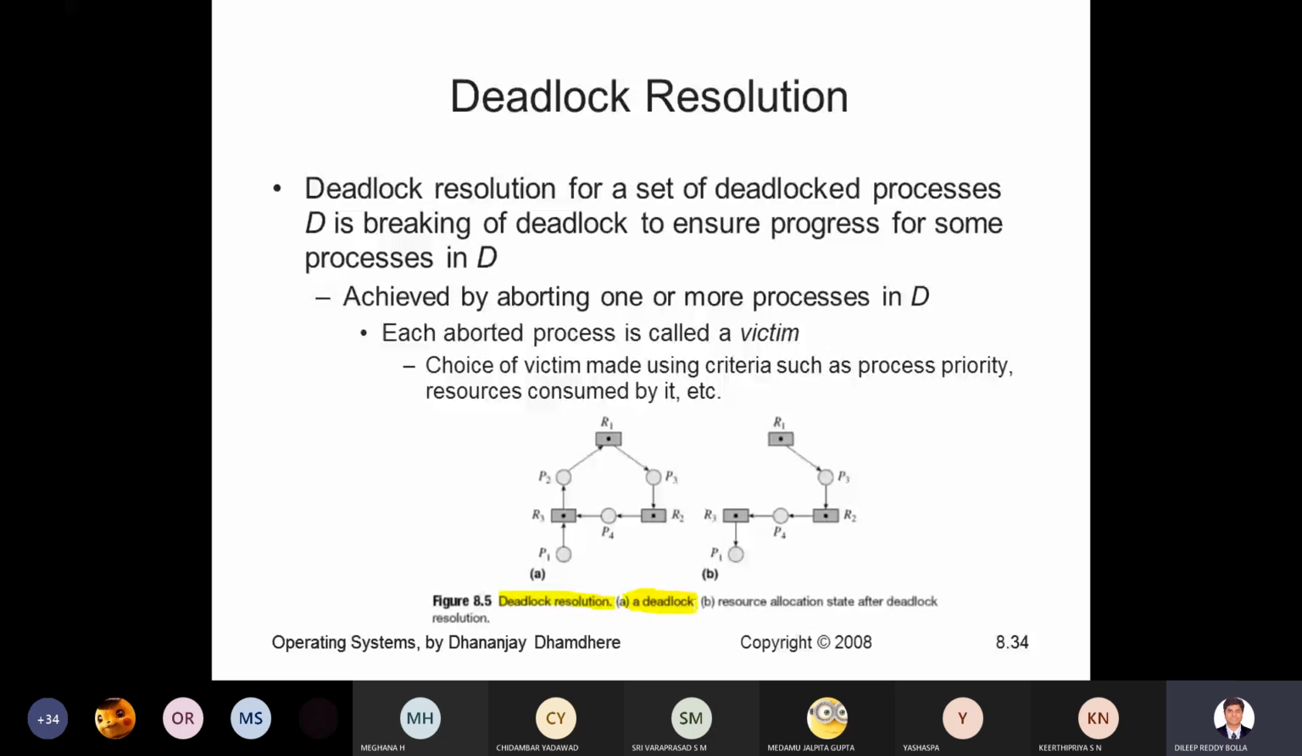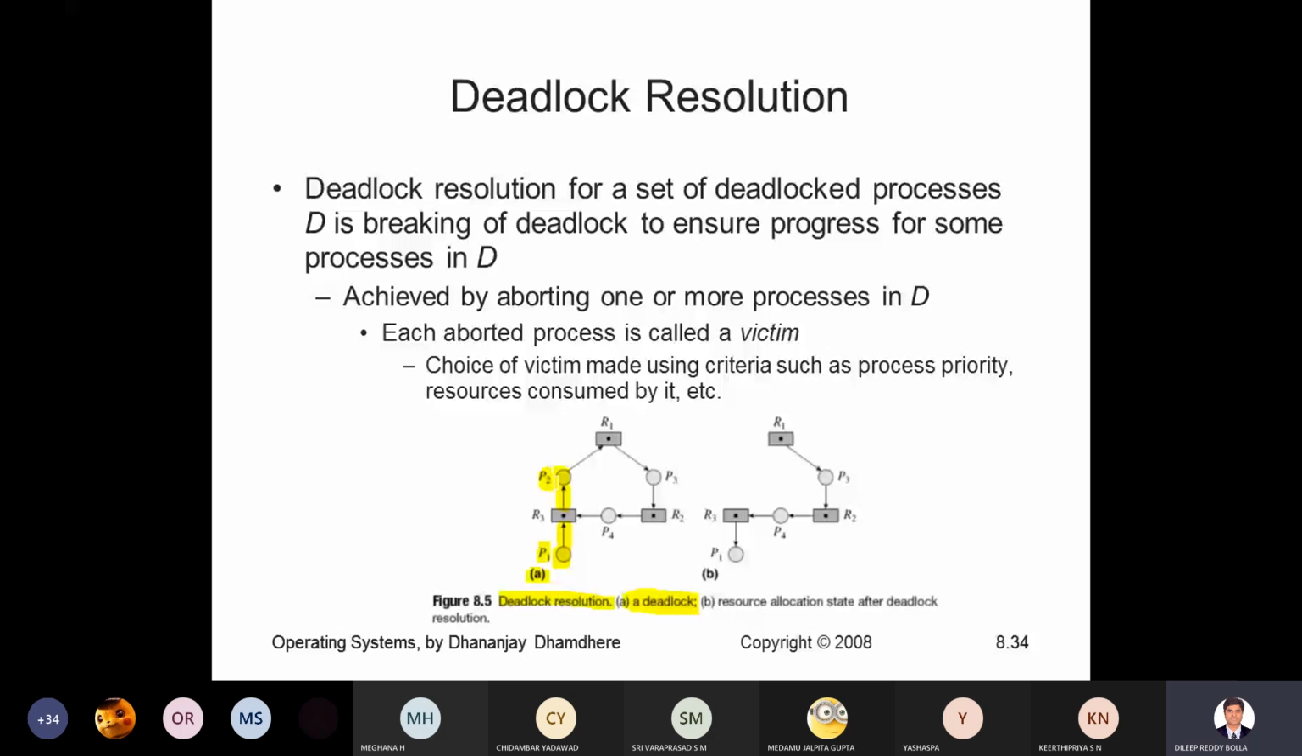This first diagram was a deadlock. How did we get a deadlock? Let us say the process P1 is requesting a resource R3. Further, this resource R3 is allocated to process P2. And this process P2 is requesting the resource R1.